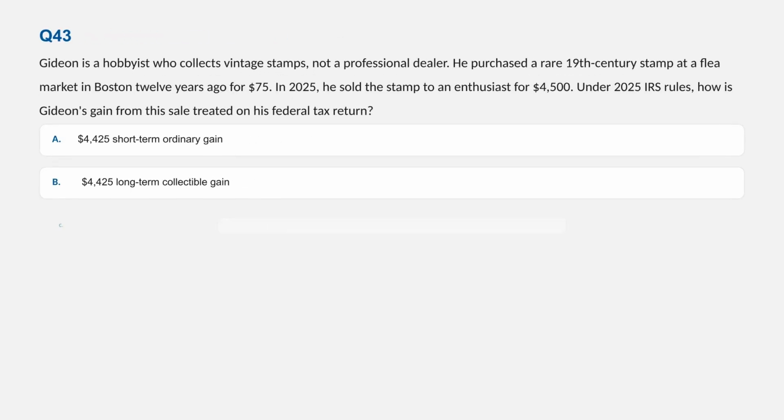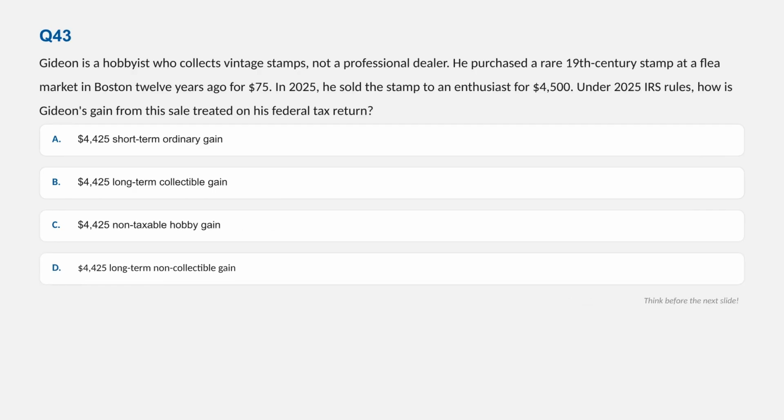Alright, let's move to question 43. Gideon is a hobbyist who collects vintage stamps, not a professional dealer. He purchased a rare 19th century stamp at a flea market in Boston 12 years ago for $75. In 2025, he sold the stamp to an enthusiast for $4,500. Under 2025 IRS rules, how is Gideon's gain from this sale treated on his federal tax return?